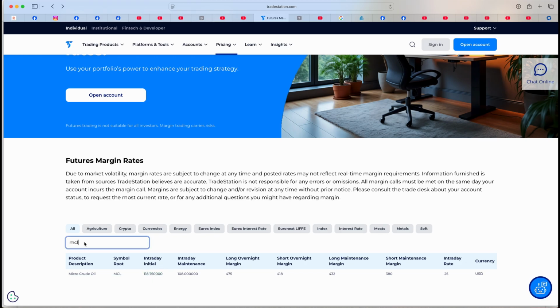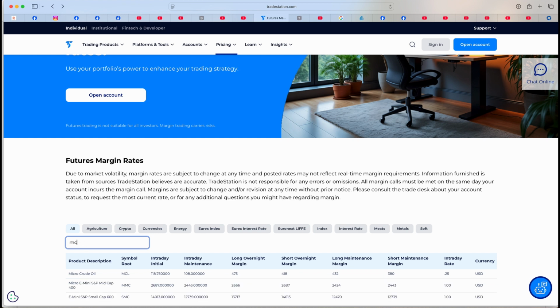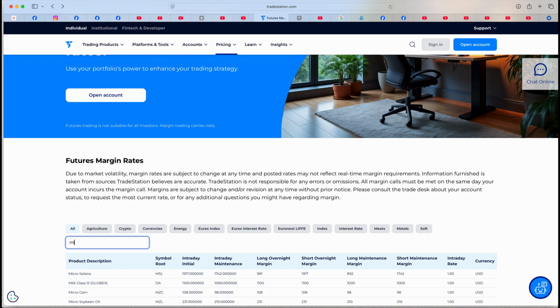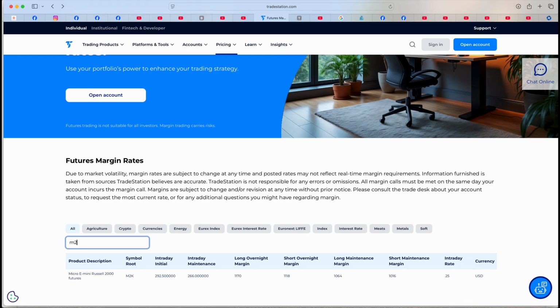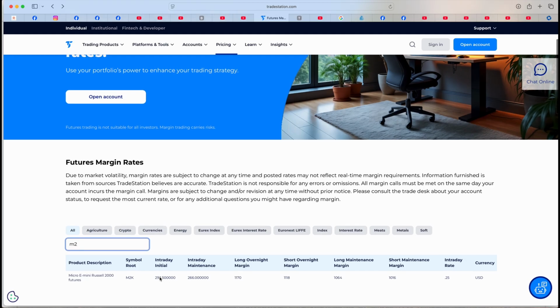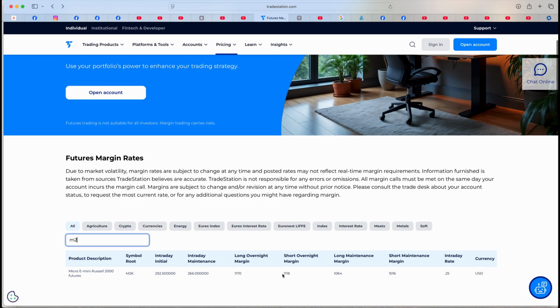If you want to trade futures and you don't have a lot of money, you can trade micro accounts, and most of them start with the letter M. So for instance, if you wanted to trade the Russell, M2K is the symbol, and you need $293 for the New York session, but you'll need around $1,200 if you wanted to trade in pre-market or aftermarket.